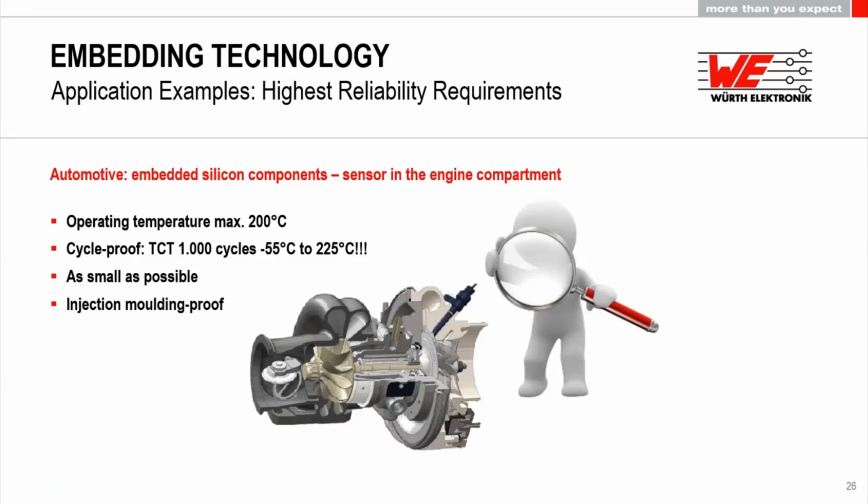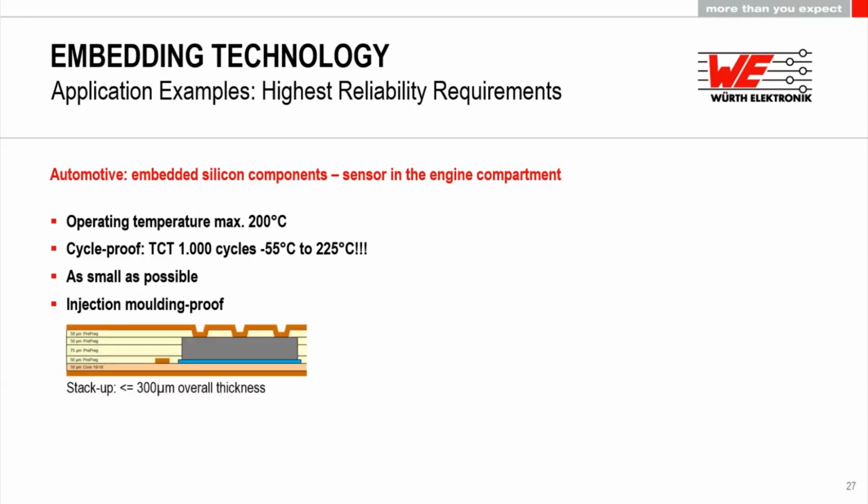Why all these different requirements? Well, this sensor directly sits in the engine compartment, very close to the turbo. And there you can see where these high temperatures come from. So what we did is we created a module with 3 different components inside. The stack up you can see here had an overall thickness of less than 300 microns.